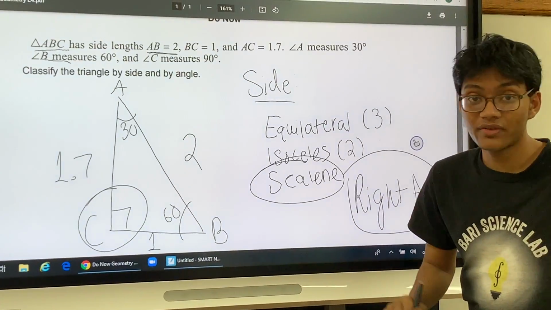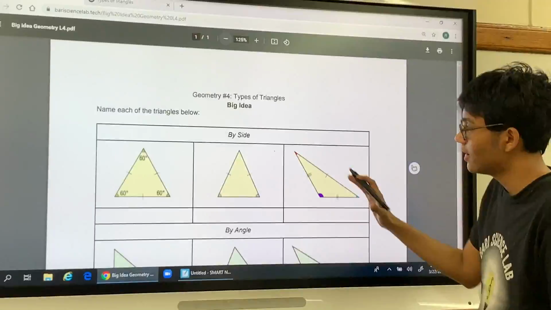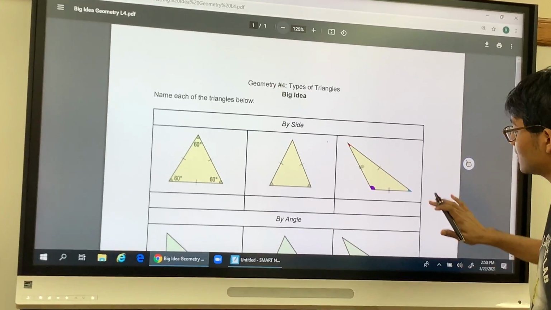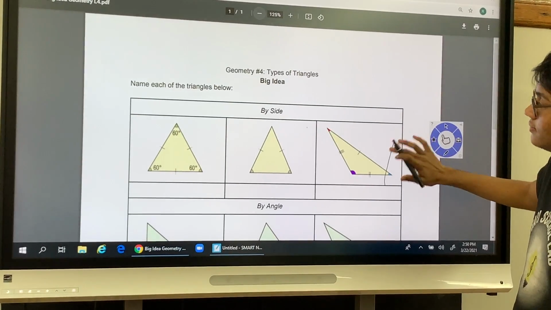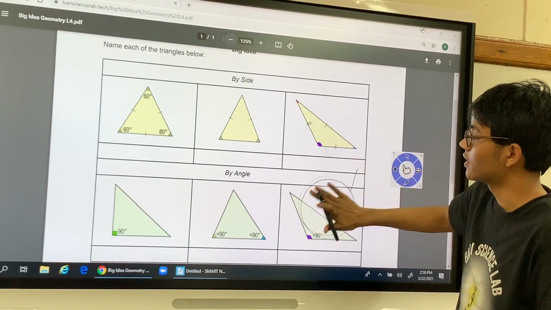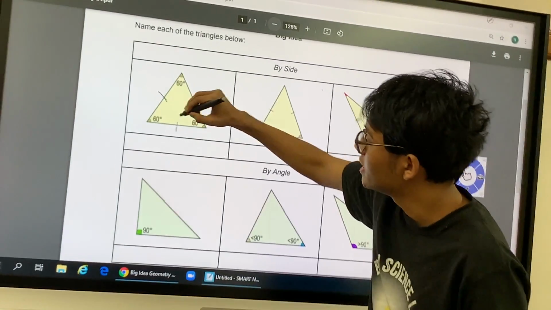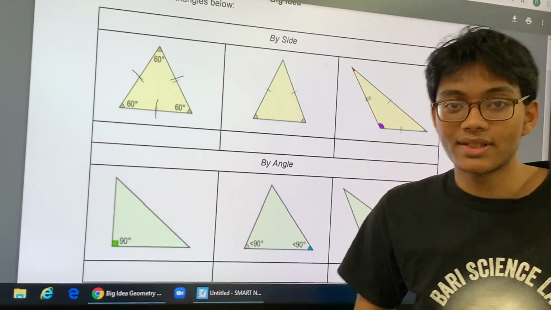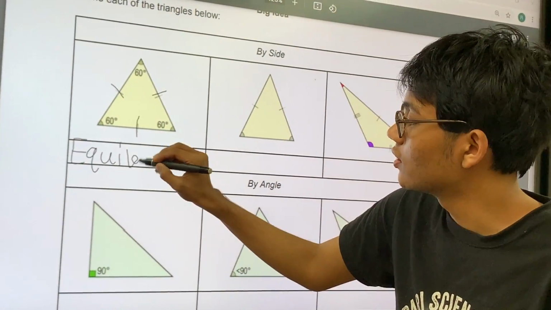Let's look at the solution for the big idea. First of all, we have to classify these 6 triangles by side. So let's go ahead and do that. Let's look at the first triangle. What do we have for the first triangle here? Well, you can see we have the same amount of tick marks on each side, and then all the angles are 60 degrees. So this first triangle must be equilateral.